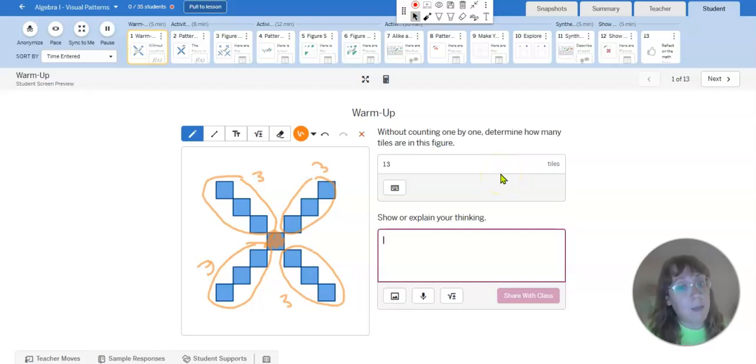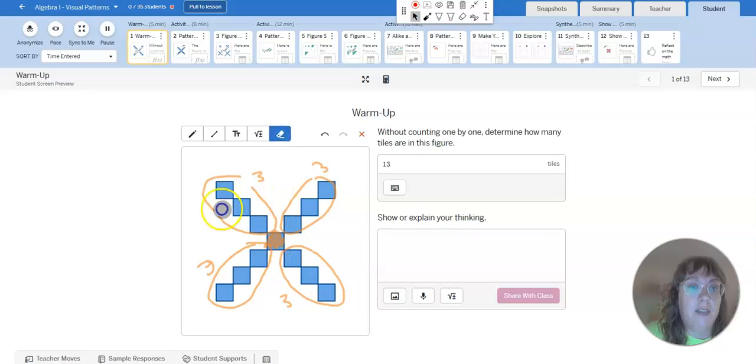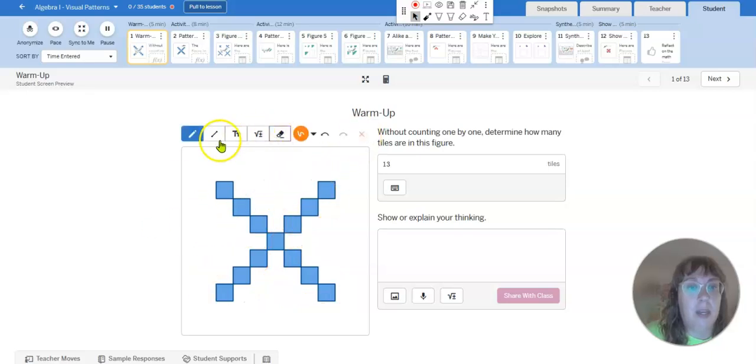or maybe you did it in a different way. You can show your thinking like I did by using the little whiteboard tool, or you can explain your thinking using sentences. I noticed that the figure had wings of 3, and there were 4 of those wings, and then I also added the centerpiece.